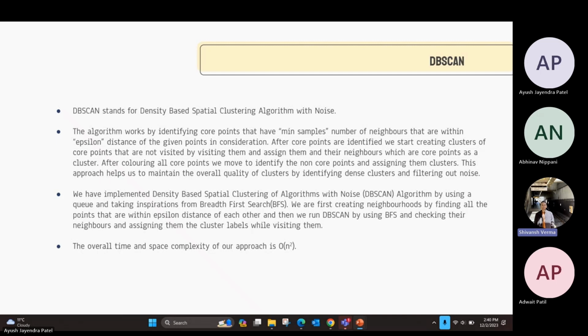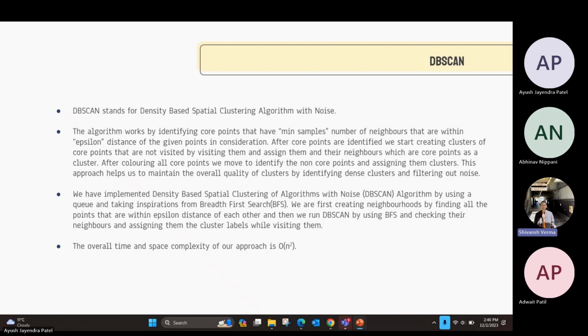After the core points are identified, we start creating clusters by visiting the core points that are not yet visited and assigning them and their neighbors, which are also core points, as a cluster. After all core points, we move to identify non-core points and start assigning them to a cluster based on their proximity to a core point. This helps us maintain the overall quality of clusters by identifying dense clusters and filtering out the noise that lies beside these different clusters.